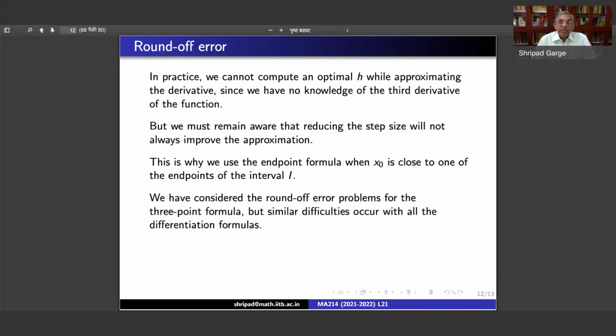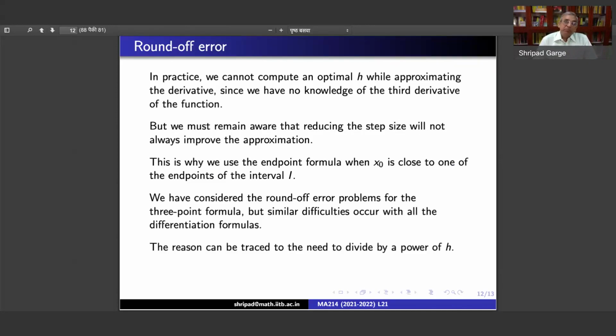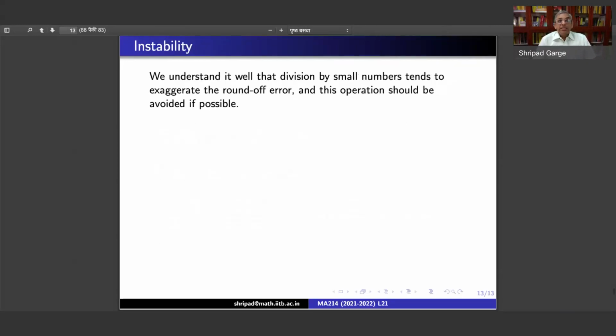So here we have considered the round off error problems for the 3-point formula, but similar difficulties are there with all the differentiation formulae and more so for the higher order formulae. The reason is that we will have to divide by a power of h. That's basically the reason. And this is what is called instability. So we understand this very well when we discussed machine arithmetic in the beginning. We understand that division by small numbers will tend to exaggerate our error, and therefore this operation will have to be avoided as much as possible. But it's not always possible.